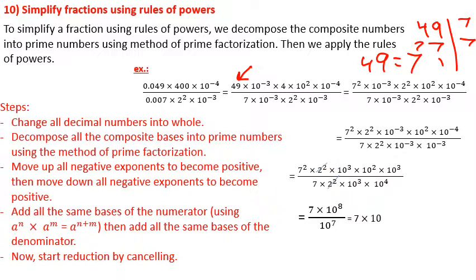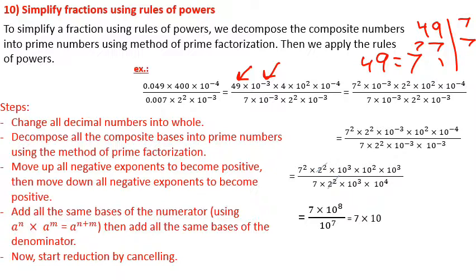Then we should move all negative exponents to become positive. If they are in the numerator, we move them to the denominator, and if they are in the denominator, we move them to the numerator. For example, here we have 10 to the power negative 3 in the numerator. If I move it to the denominator, it will become 10 to the power 3, and so on.